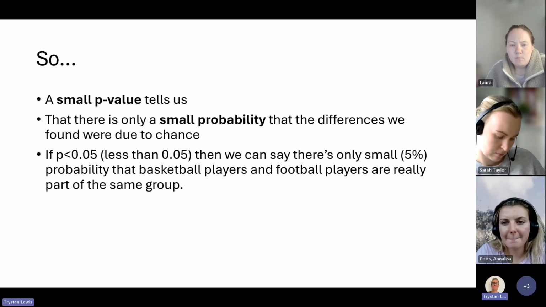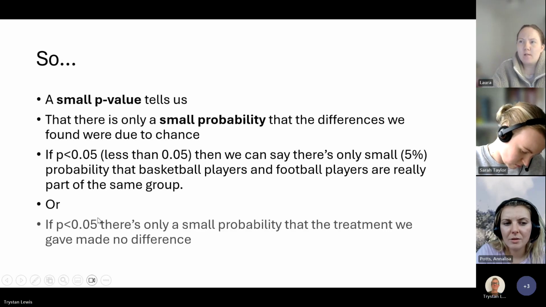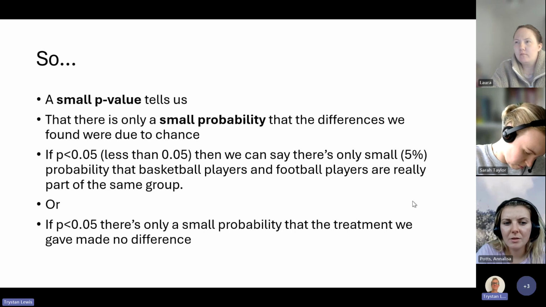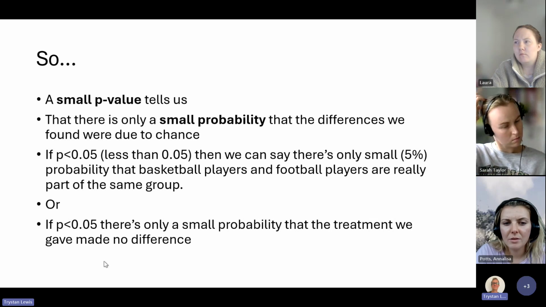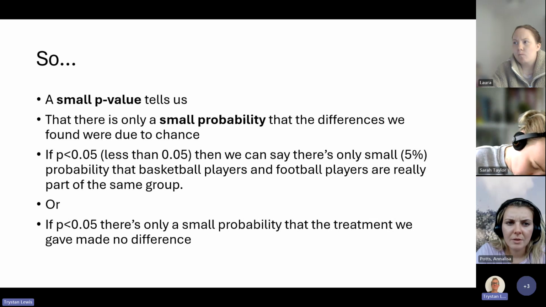Now, p-values of 0.05 or less make you feel that you've found something out. It's significant. What have I said here? If p is 0.05, there's only a small probability that the treatment we gave made no difference. So if you're reading these papers and the results were significant at p less than 0.05, then yeah, the treatment probably worked. It's what experimenters kind of want.